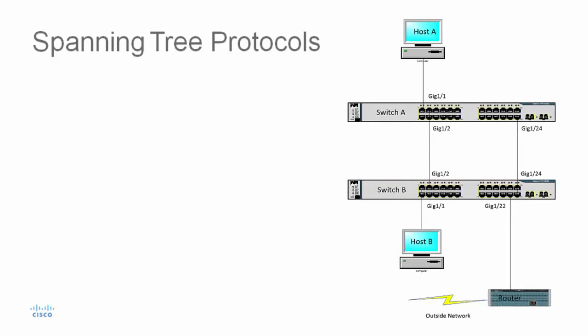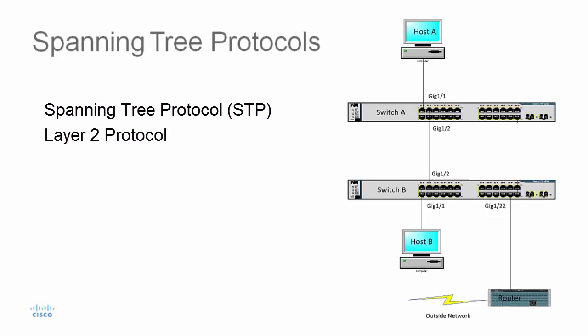The next important LAN networking protocol is the Spanning Tree Protocol, or STP. STP is a layer 2 protocol that runs on bridges and switches. While bridges are rarely in use anymore, switches are used extensively in local area networks, and almost all layer 2 switches have Spanning Tree enabled by default.